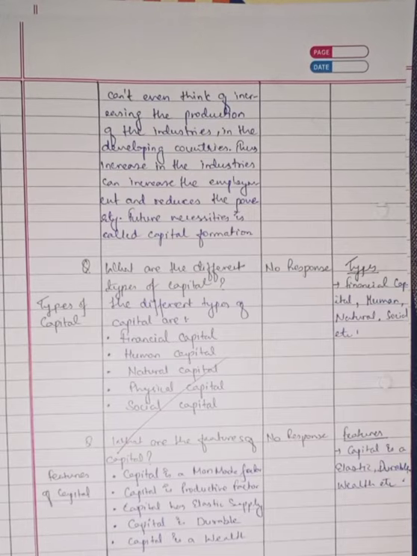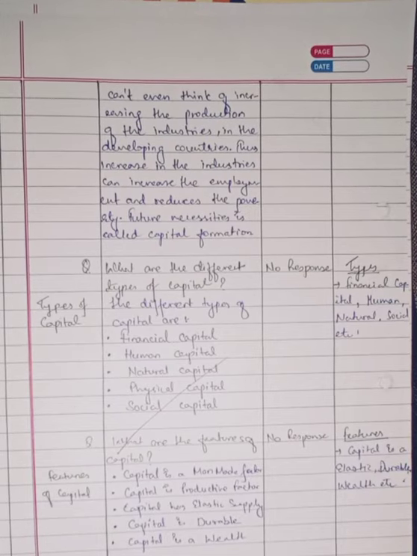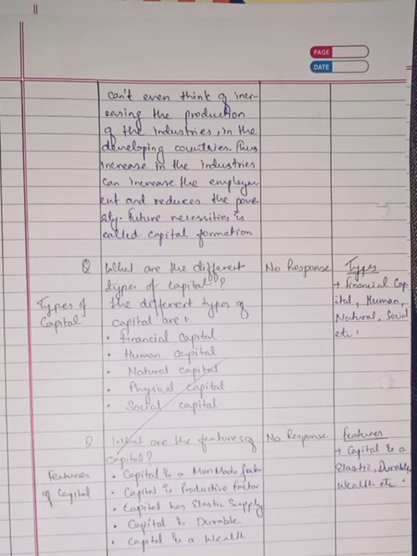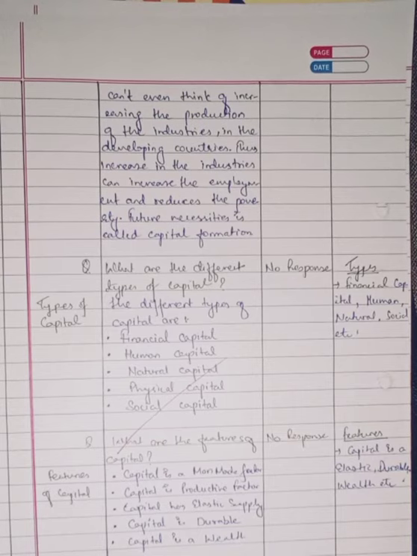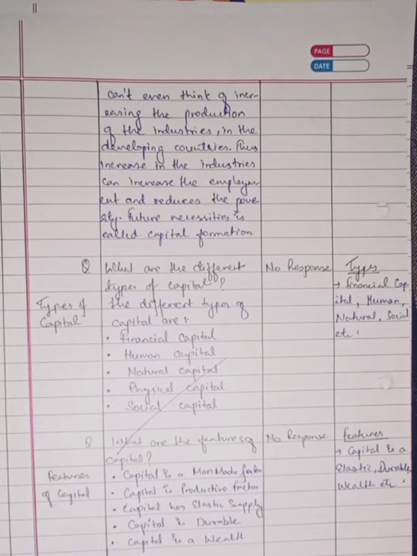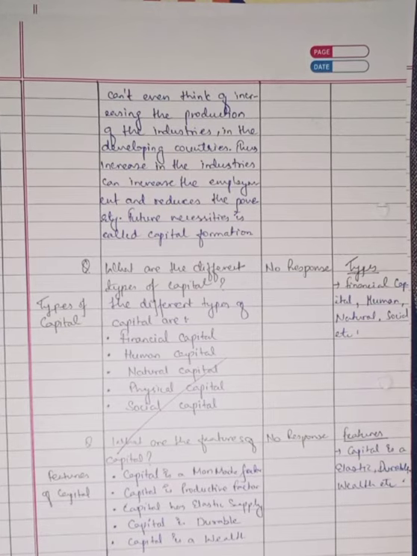The next question is: what are the different types of capital? Students don't know the answer, and we have to write no response in the students' response section. The different types of capital are financial capital, human capital, natural capital, physical capital, and social capital. We have to conclude it in the conclusion section: the types of capital are financial, human, natural, social, etc. And our next question is: what are the features of capital?